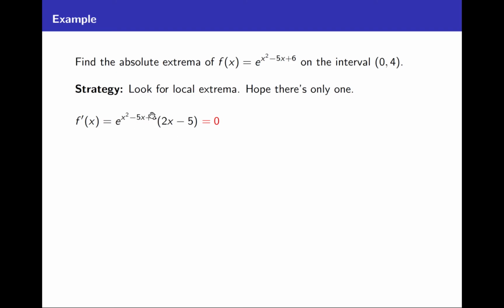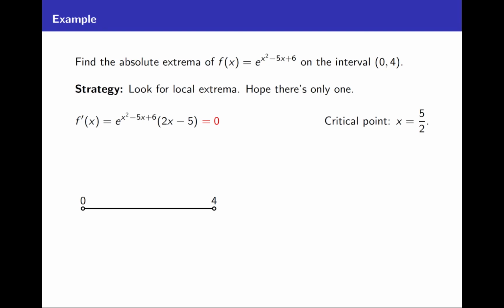Now, e to any power is positive. It's never going to be 0. It's never going to be negative. So the only way that this derivative could be equal to 0 is if 2x minus 5 were 0. And that can only happen when x is 5 halves. So we only get one critical point, x equals 5 halves, and it happens to be in this interval. So our theorem is going to apply here. We've got a function on an interval, and there's only one critical point there.